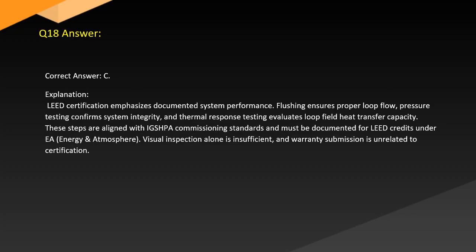Answer. Correct answer: C. Explanation. LEED certification emphasizes documented system performance. Flushing ensures proper loop flow. Pressure testing confirms system integrity, and thermal response testing evaluates loop field heat transfer capacity. These steps are aligned with HVACR commissioning standards and must be documented for LEED credits under Energy and Atmosphere. Visual inspection alone is insufficient, and warranty submission is unrelated to certification.